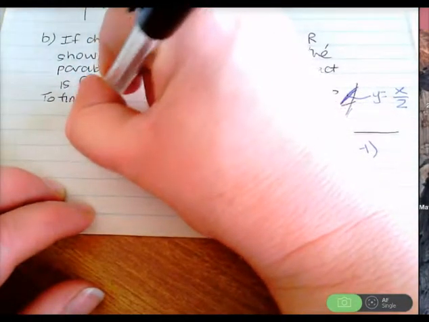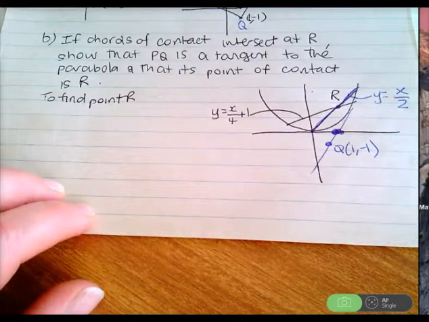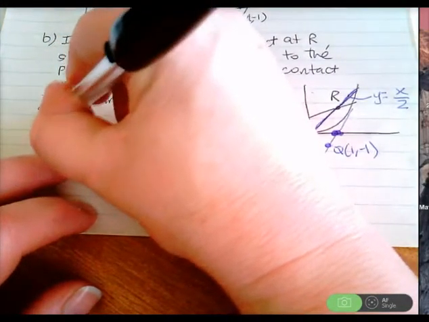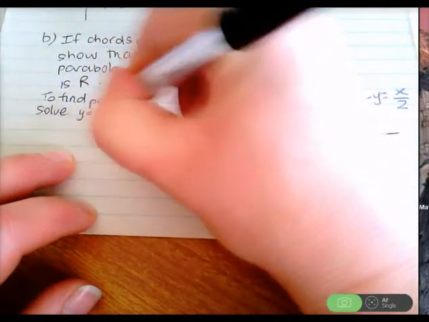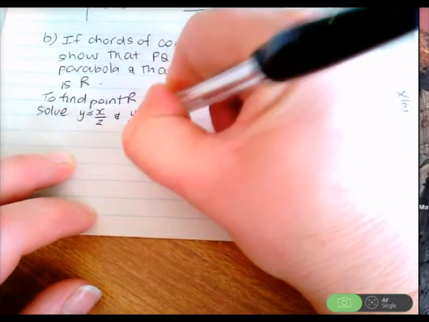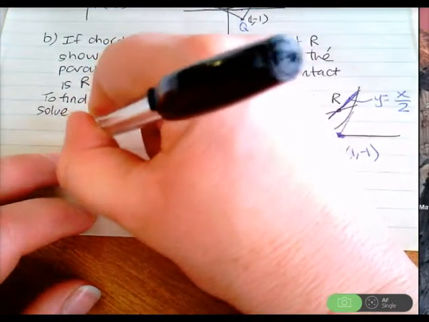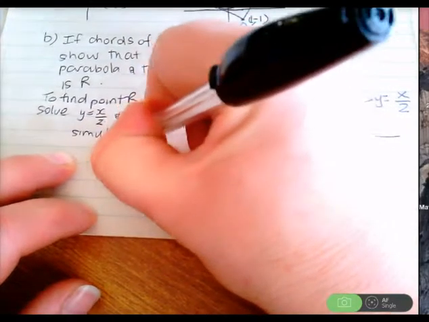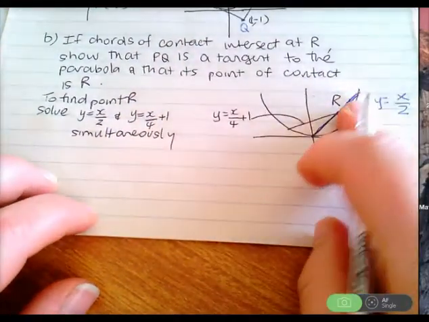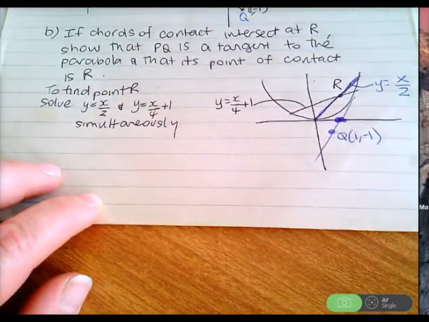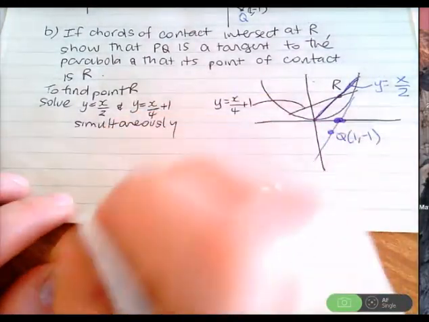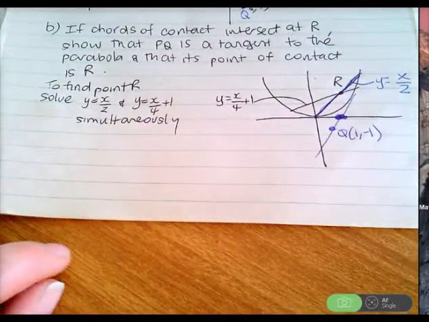Point R is the intersection of the two chords of contact. We're going to solve y equals x on 2 and y equals x on 4 plus 1 simultaneously. All right, so let's go. Girls, I shouldn't have drawn that. Maybe my drawing's not very good. Do you know what I mean? So, all right, one sec.